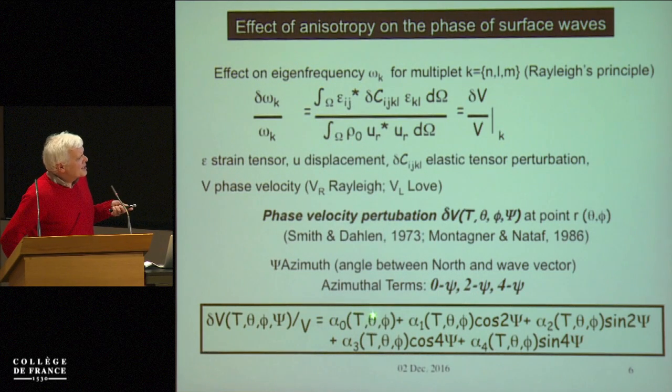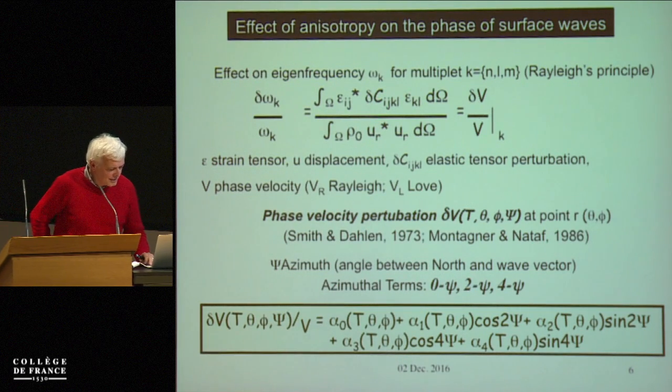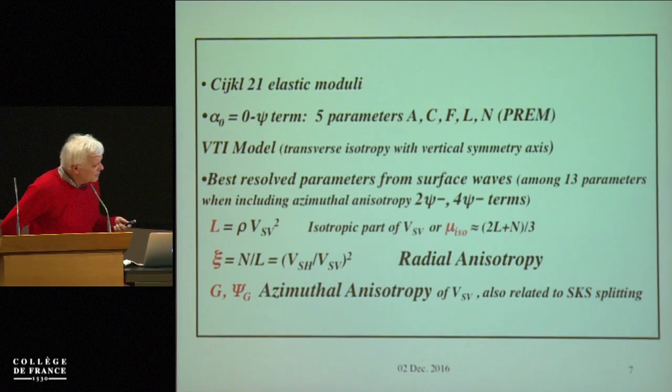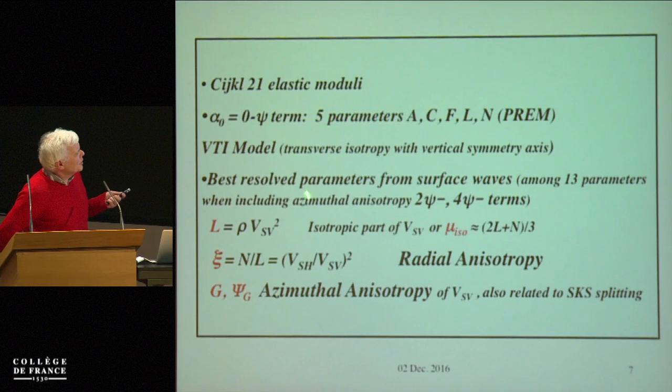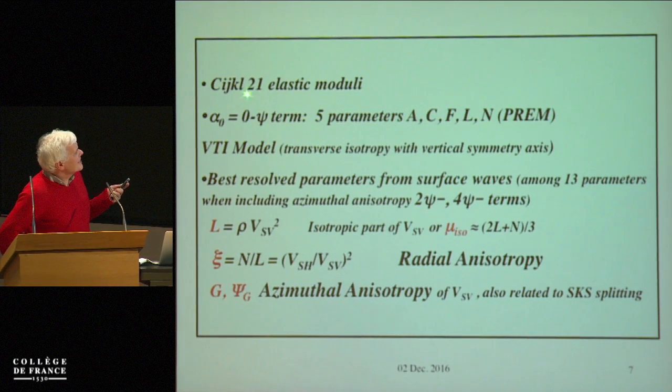Alpha 0 is named the 0 psi term, but we have 2 psi and 4 psi terms. I always remind that if we have, to first order, 2 psi and 4 psi terms, it is because we have to use a 4th order tensor in the calculation. Okay, so if you use this kind of equation, of course, we will be sensitive to 21 elastic moduli. For surface waves, only 13.